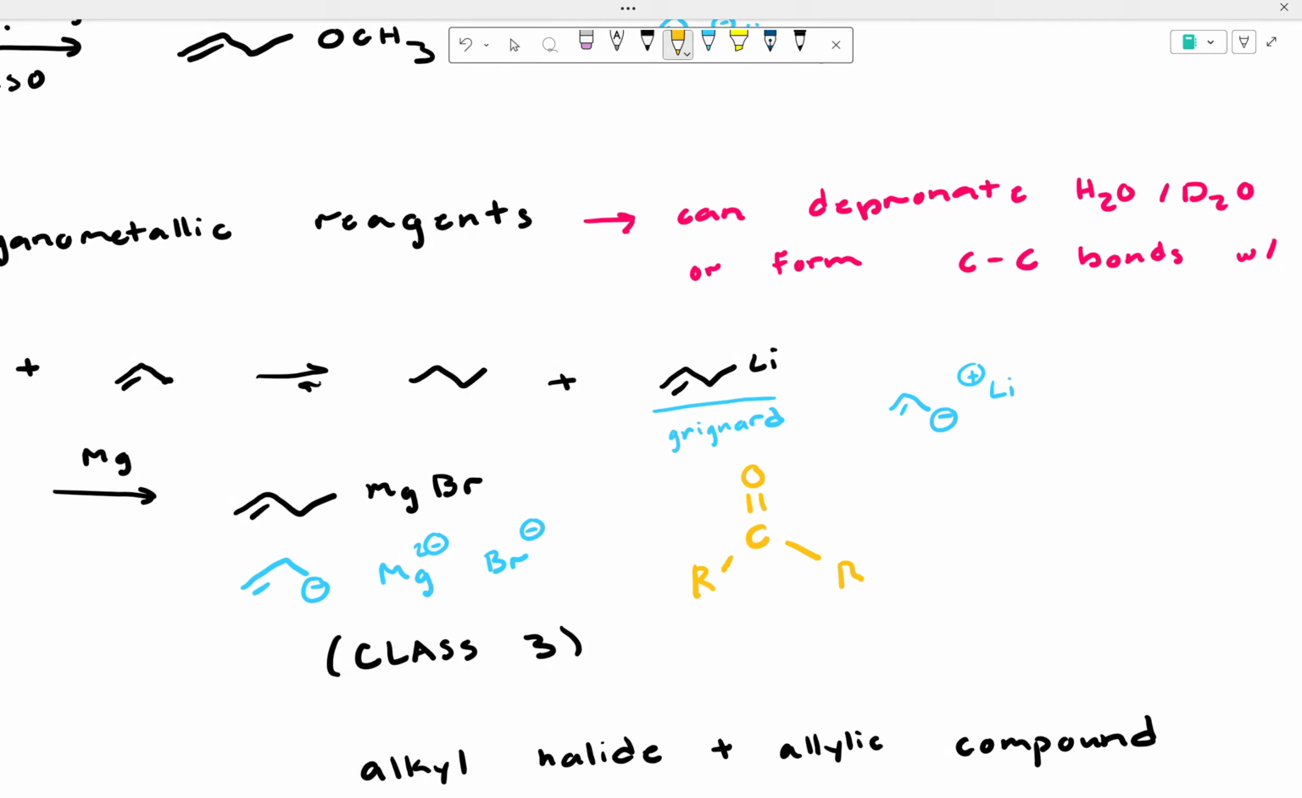In a carbonyl, we have C double bonded to O. And we should know that oxygen is more electronegative than carbon. So we know that the real owner of the electrons in the pi bond is the oxygen. And this makes the carbon have a slight positive charge. And this is what allows our negatively charged Grignard to attack our carbonyl.